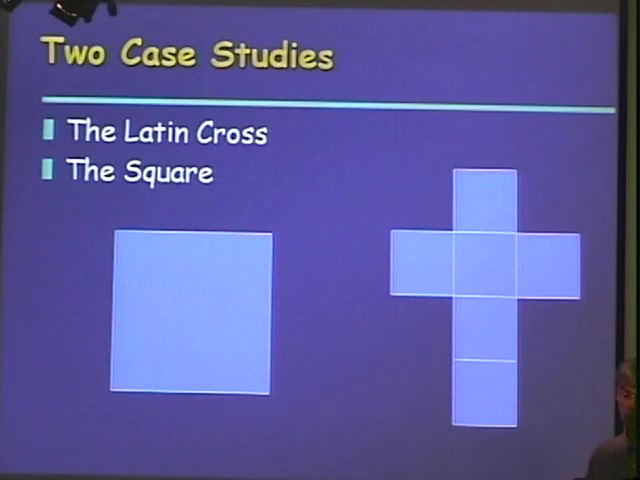But now let me turn to two case studies. The Latin cross and the square. And in some sense, these are the only two that we've studied fully. And they represent two ends of the spectrum, as you'll see in a second.